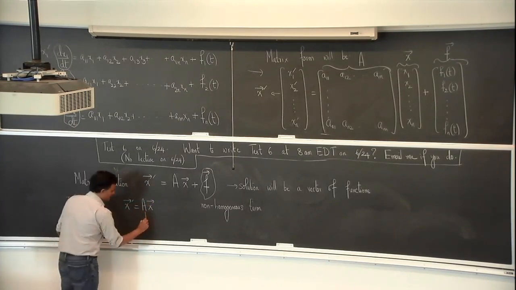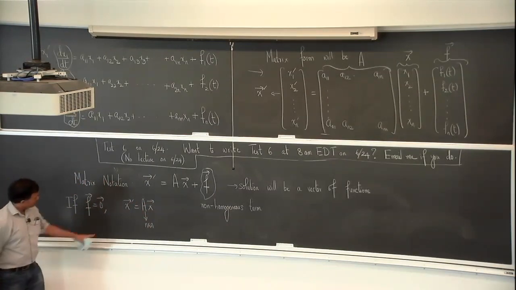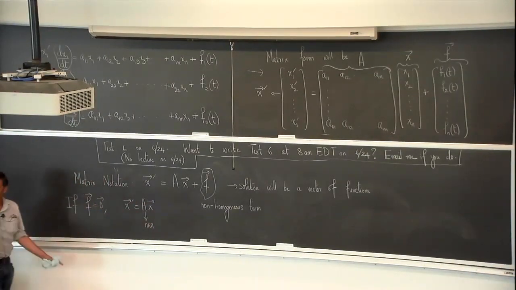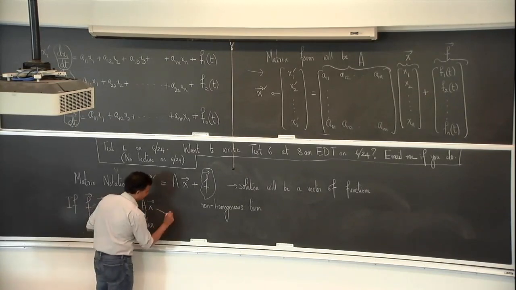So where A is an n by n matrix with numbers, x is an n by 1 vector with functions which are unknown at this point. We are trying to solve for it. This is the homogeneous system.